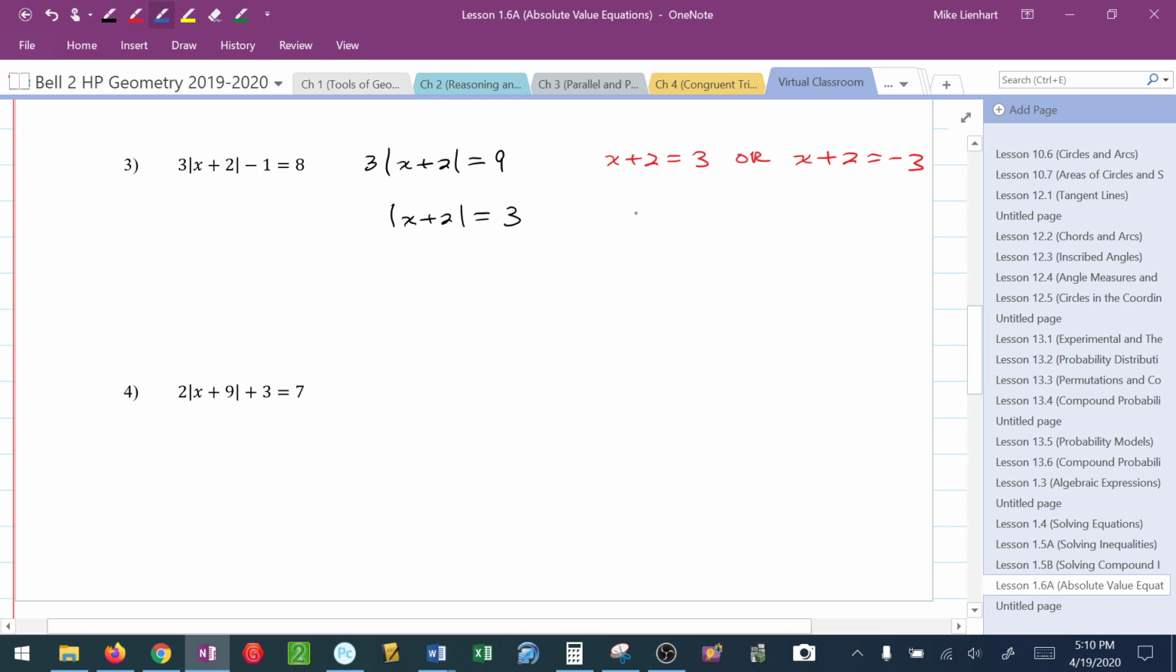Solve each one. On the first one, I'm going to subtract 2. I get x is 1. Second one, I subtract 2. I get x is negative 5. My final solution would be x is equal to negative 5 or 1.